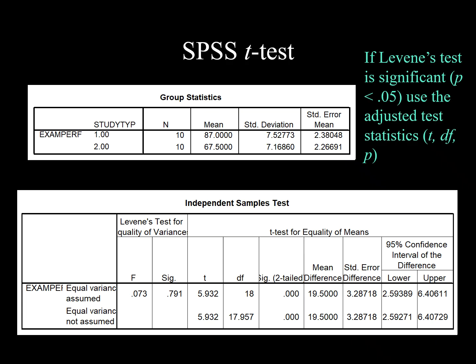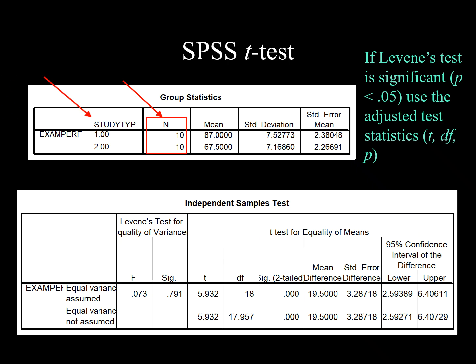What this means is that we can actually use the top line for the rest of our analysis. If the Levene's test was significant, 0.05 or lower, we would use the adjusted bottom line. And notice they're labeled equal variance assumed and equal variance not assumed. So anyway, based on this information, we're going to use that top line.